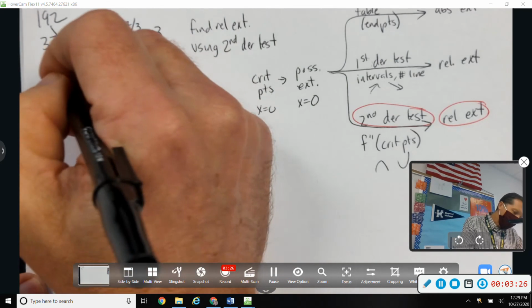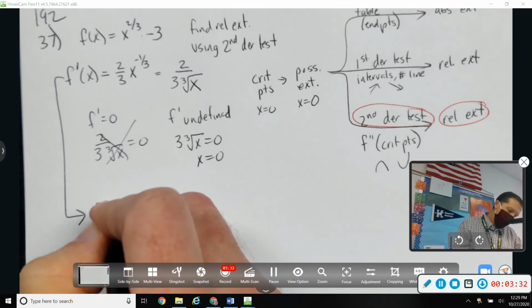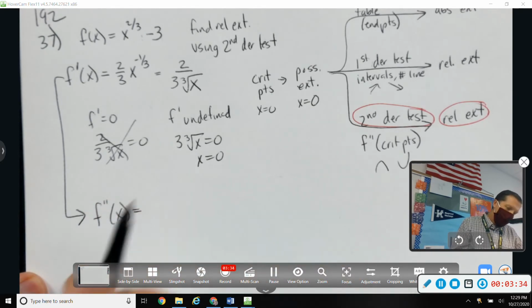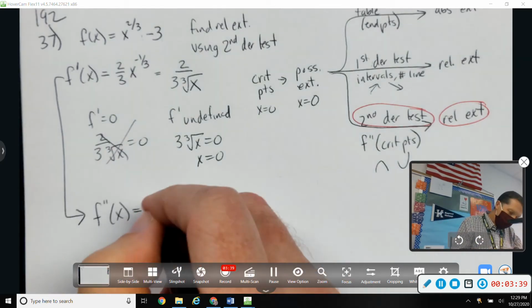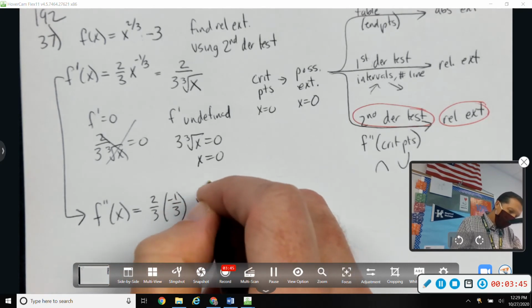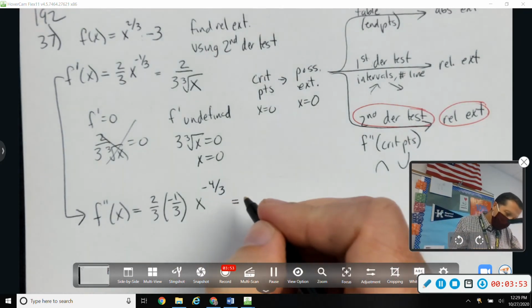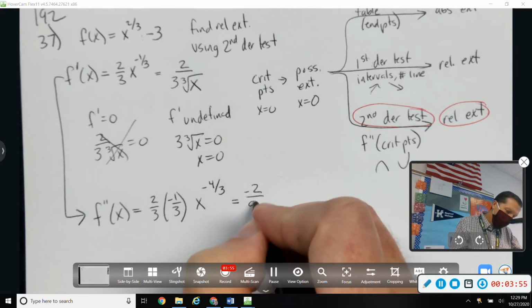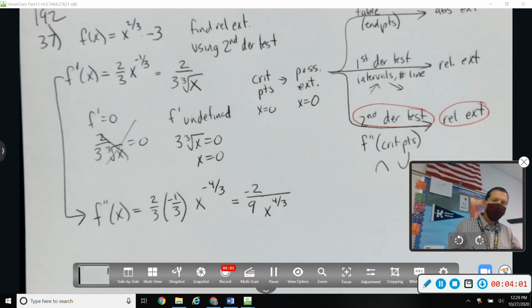Well, second derivative test requires the second derivative. So same process. It's still a polynomial, or not a polynomial, it's a power. So 2/3 times negative 1/3 times x to the negative 4/3. So let's see, that would be negative 2/9 and x to the 4/3 in the bottom because of the negative.